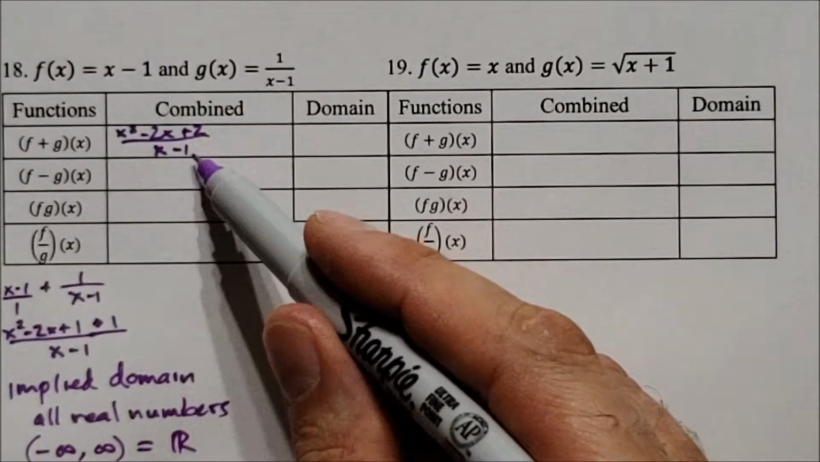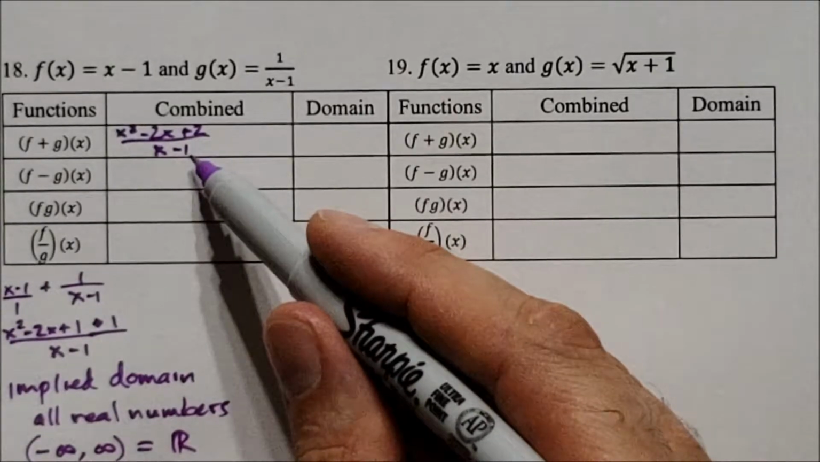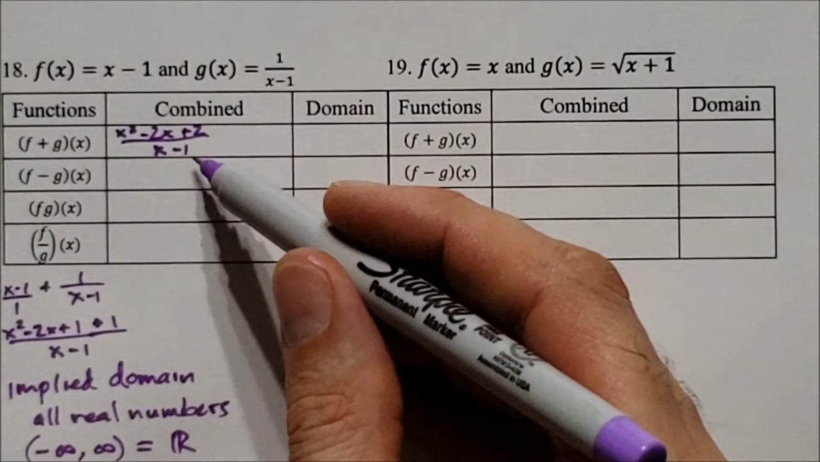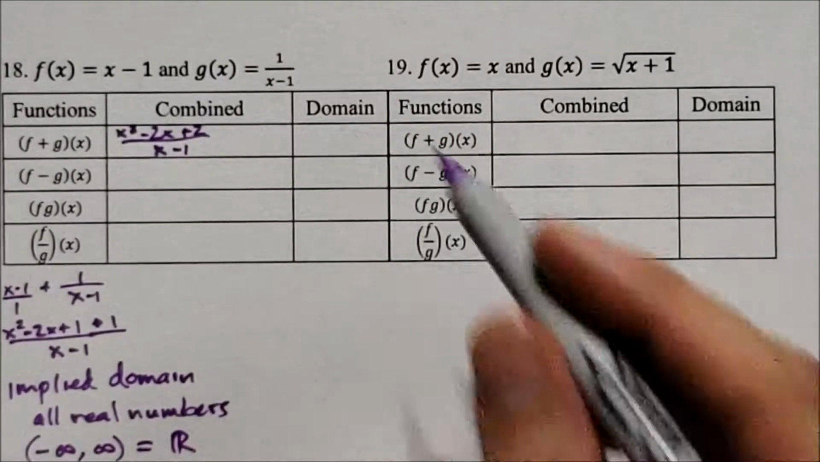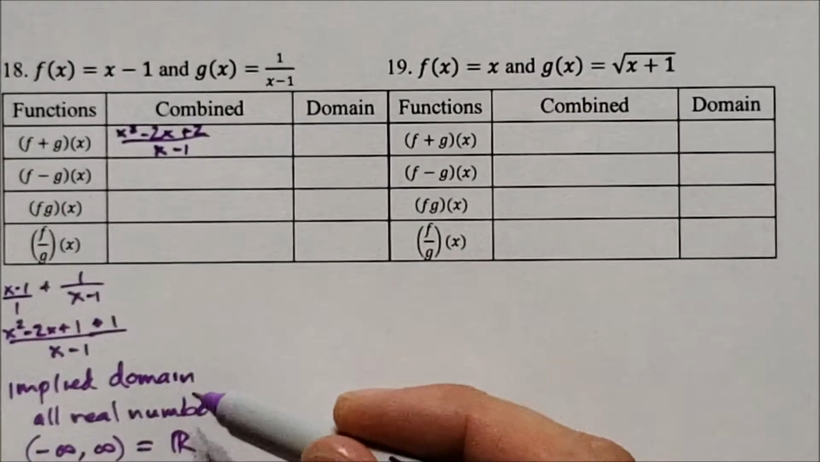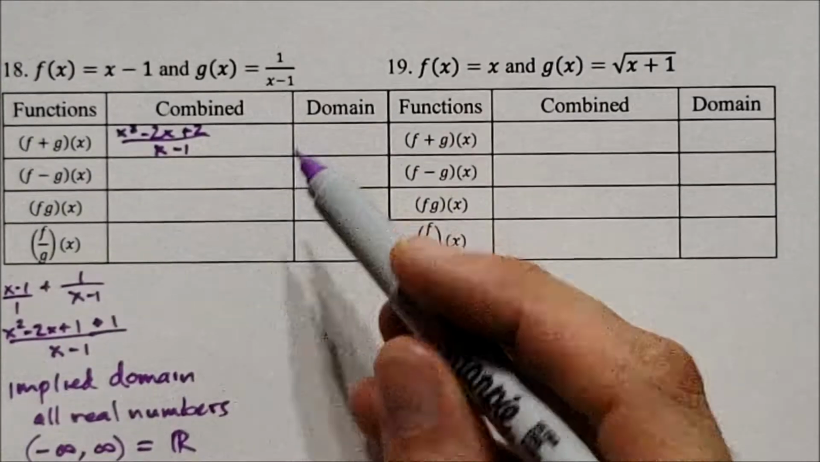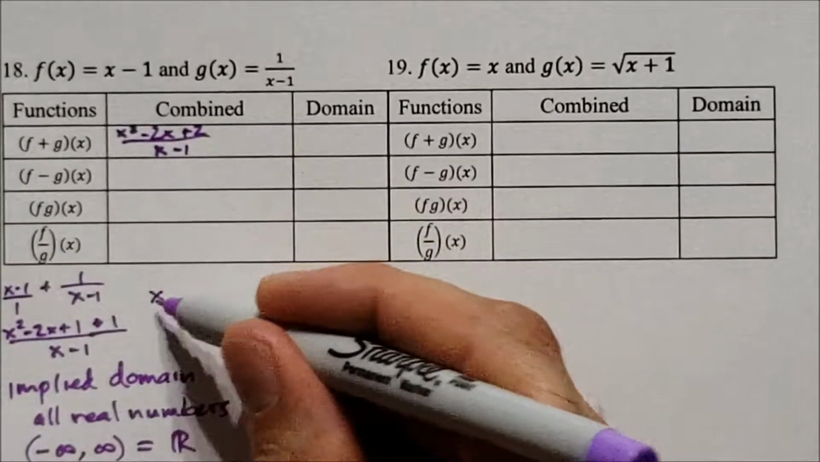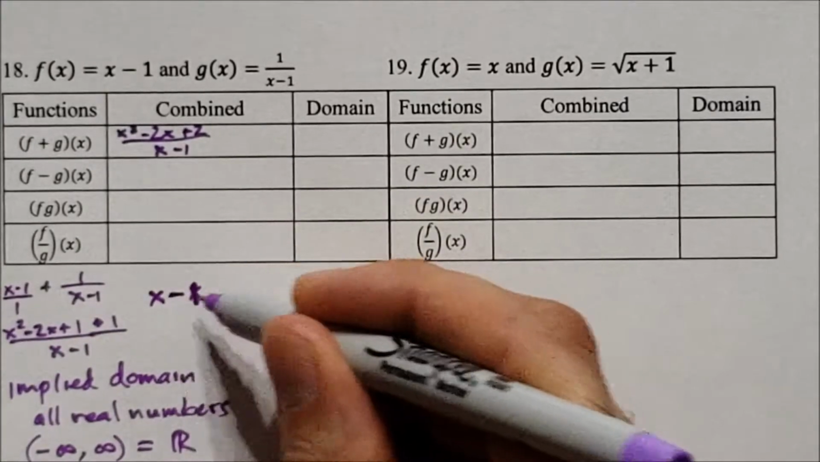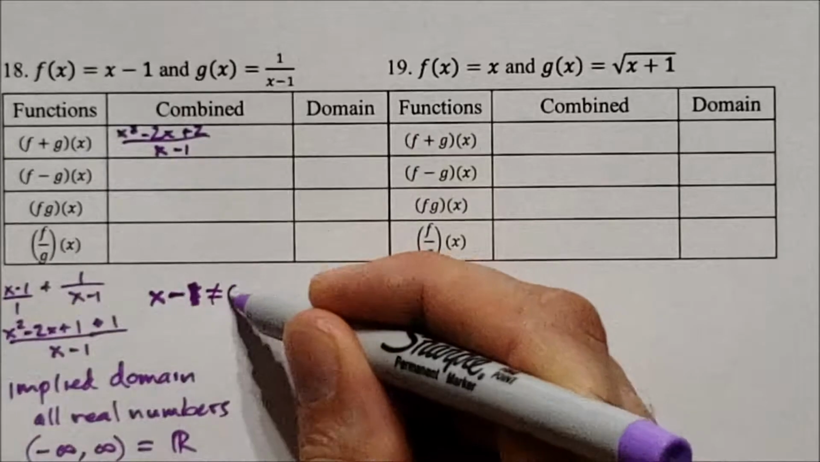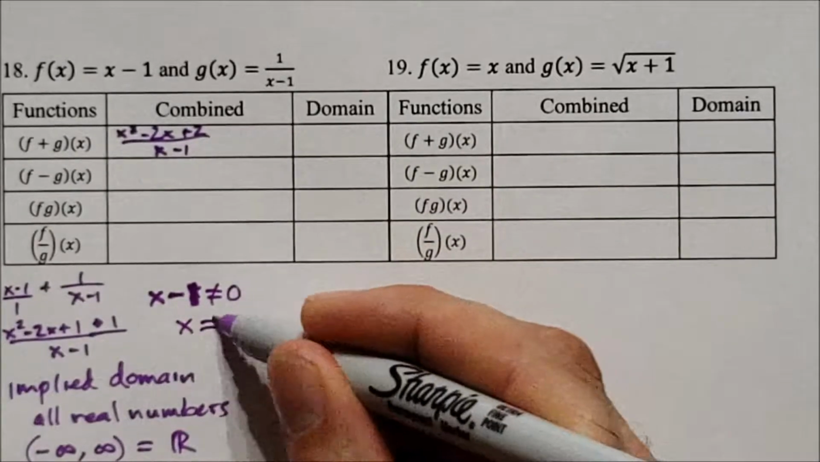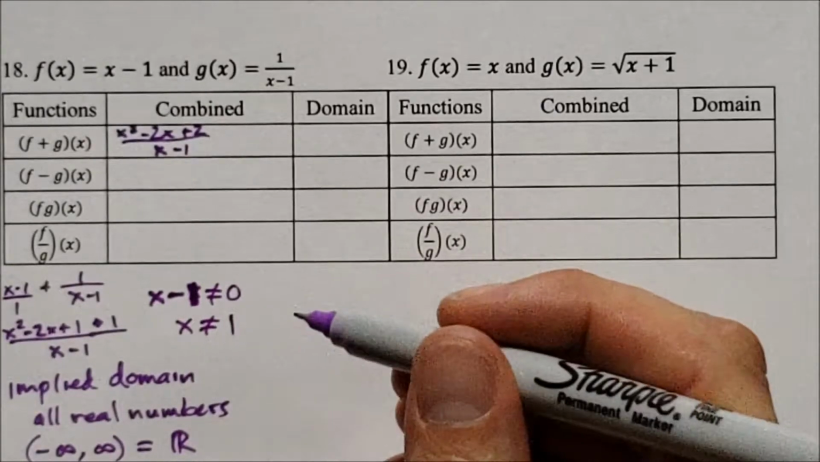We don't want to divide by 0. Bad things happen. Rainbows break and fall from the sky, little puppies die. So we want to avoid dividing by 0. The restriction to our implied domain lies in this denominator. We cannot have x minus 1 equal to 0. So we're just going to solve for this. So x cannot be equal to 1.